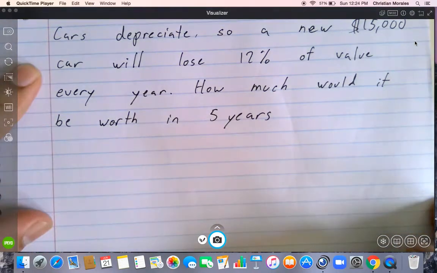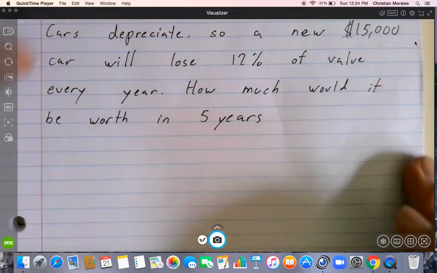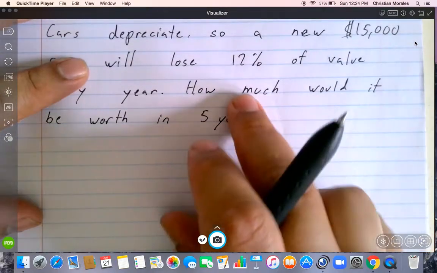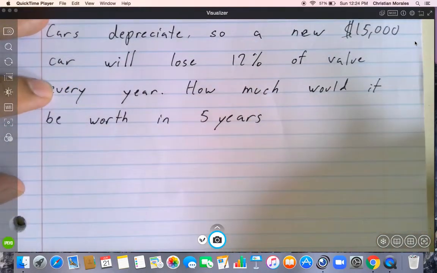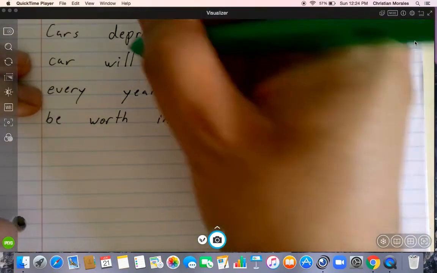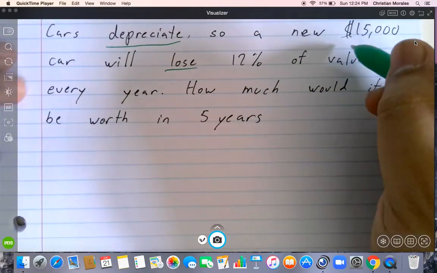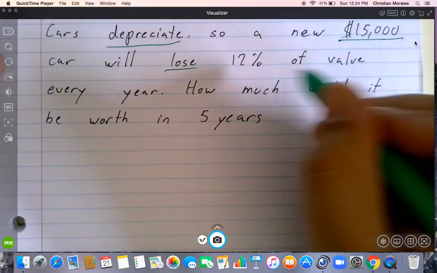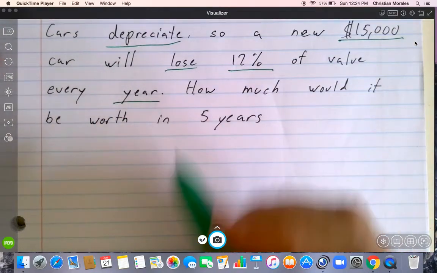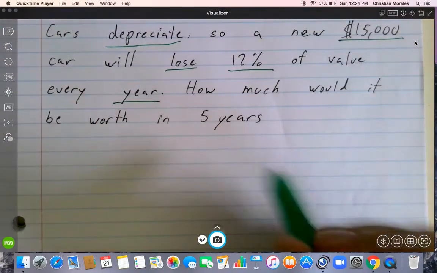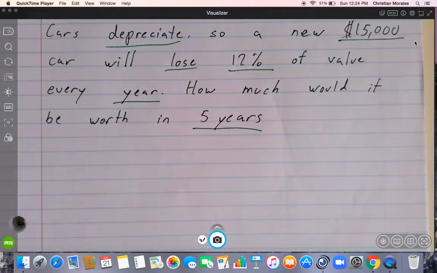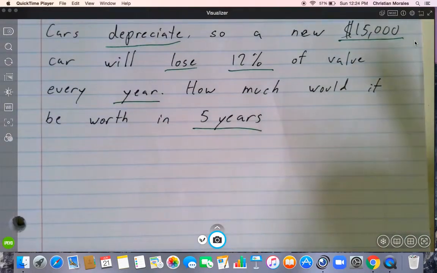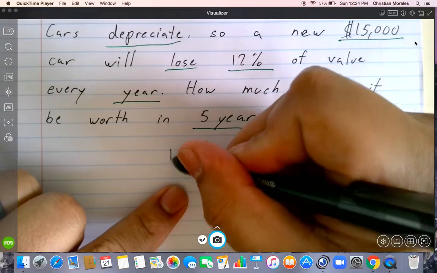Cars depreciate. So a new car at $15,000 will lose 12% of its value every year. So that's important information. Depreciating is losing value. So you'll start with this price, but you'll lose this price every year. How much will it be worth in 5 years? Okay, same thing. Before I write my equation, I have to figure out the B.